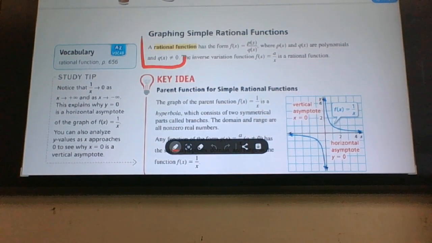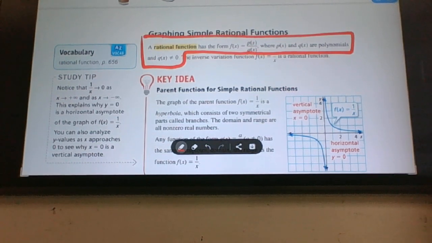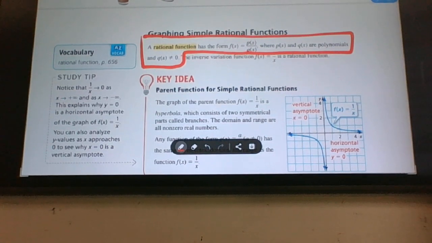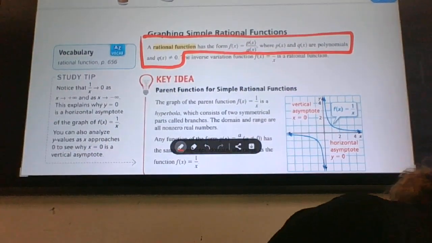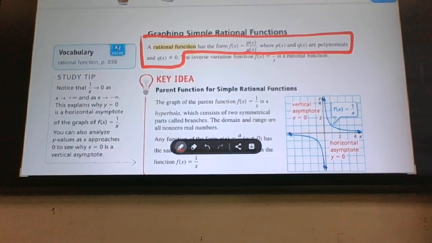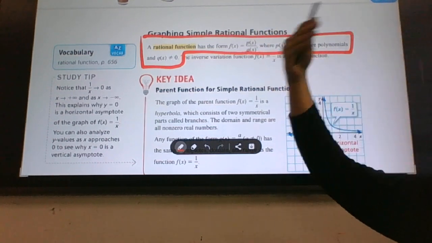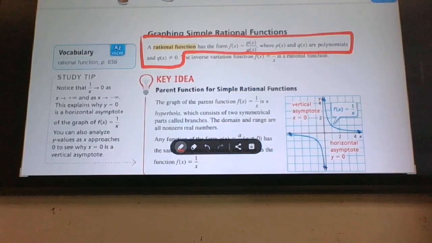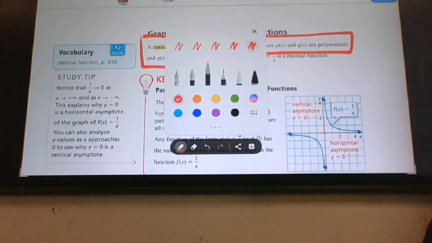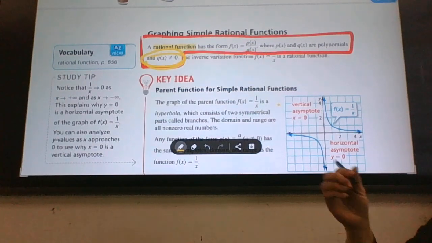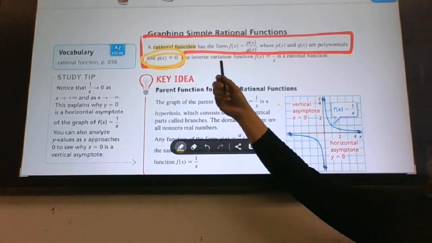So this is what I was thinking you would write for your definition. It's a function f, and the function is a tricky fraction. It's a function over another function. So this whole chapter is fractions. Today's graphs aren't incredibly complex, but as we get through the chapter, we'll have a full long expression over a full long expression. The most important part of the definition is this, that the q of x can't be 0.